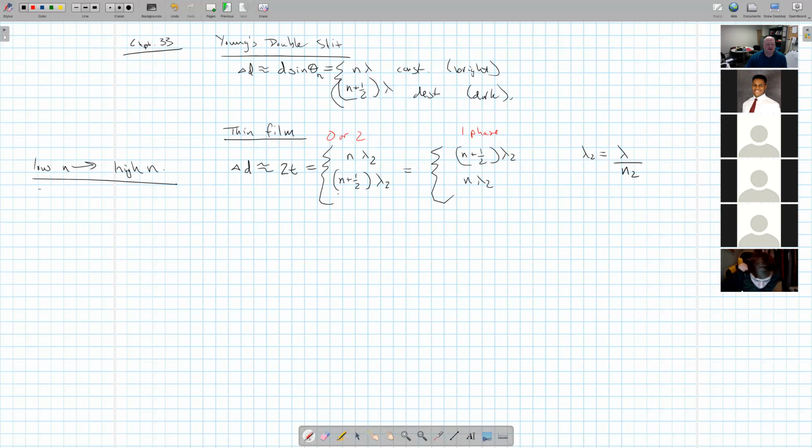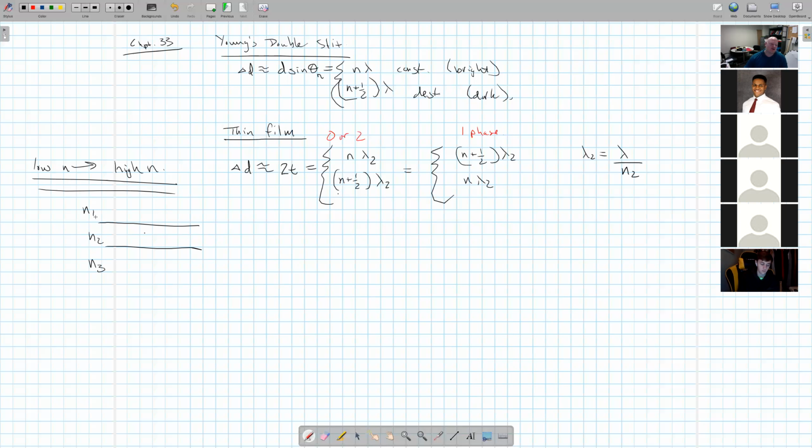Okay. So again, here you have to look at what's happening on each one of these different boundaries. You're going to have an N1 here, an N2 here, and an N3 here. Basically you just have to look at the size of N1 relative to N2 and then N2 relative to N3. And that'll tell you which one has a phase shift and which one doesn't.